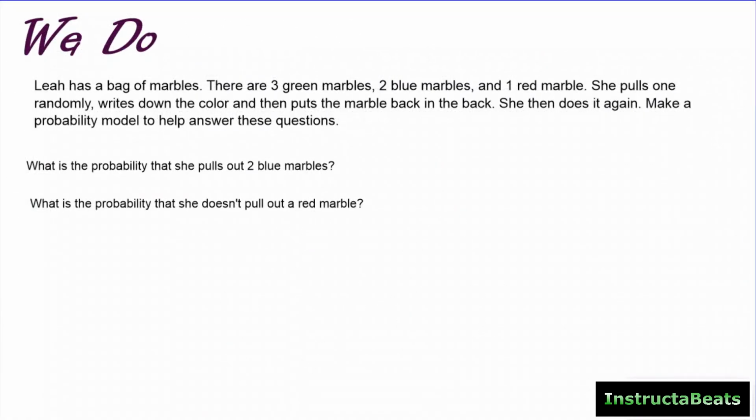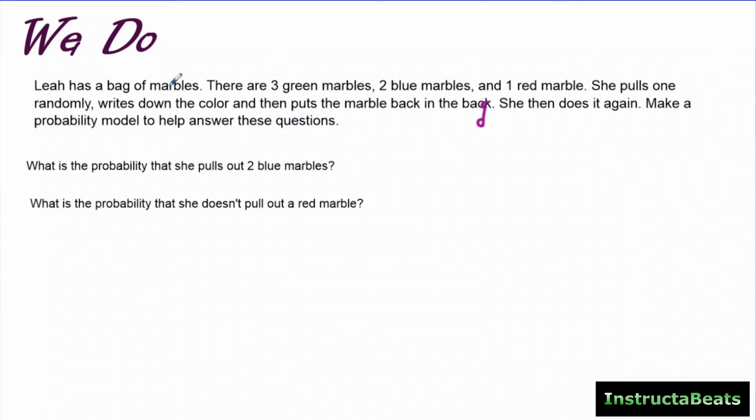Our we do problem says Leah has a bag of marbles. There are 3 green marbles, 2 blue marbles, and 1 red marble. She pulls one randomly, writes the color down, and then puts the marble back in the bag. That's supposed to say bag, not back in the back. That wouldn't make any sense. Then she does it again. This is important because since she's putting the marble back in the bag, this makes it independent. All the times that she draws a marble out don't affect the other times.